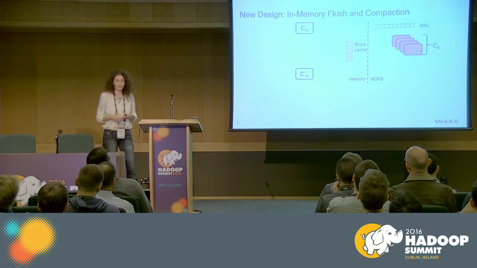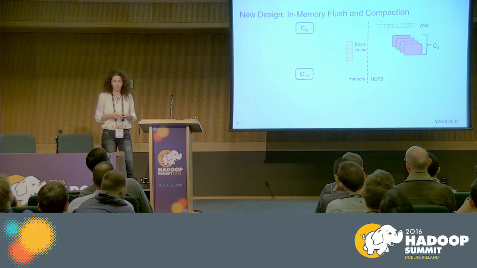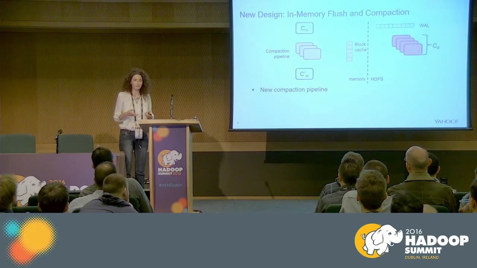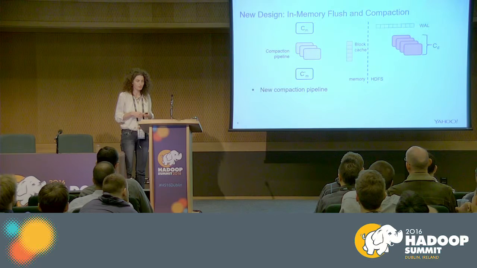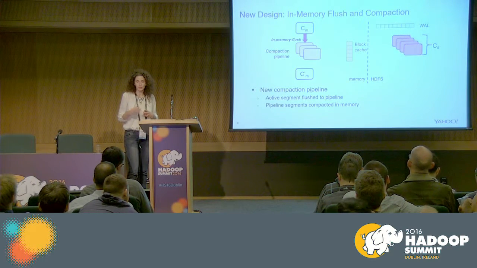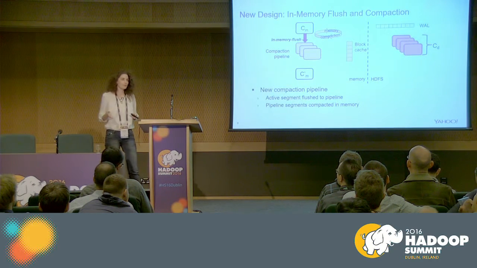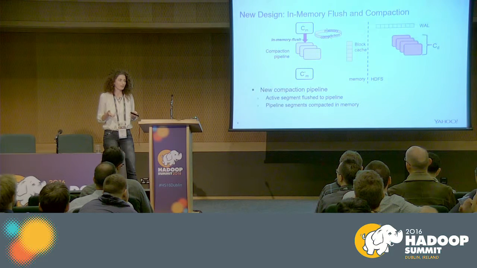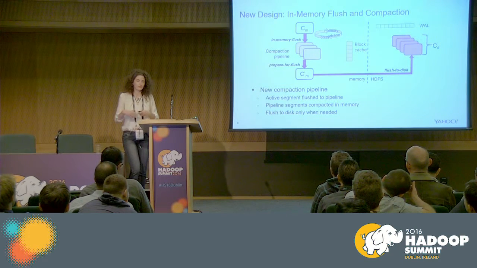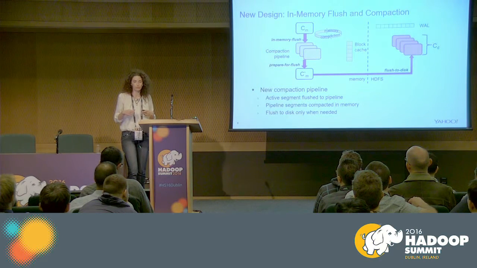So here comes our new design for in-memory flush and compaction. The solution is very straightforward. We add a compaction pipeline between the active segment and the snapshot segment. When the active segment is filled, it is flushed into the compaction pipeline. There, the segments are being compacted in memory. When the heap that was allocated to the memstore is exhausted, the last segment in the pipeline is flushed to disk, making more space for new updates to come in.